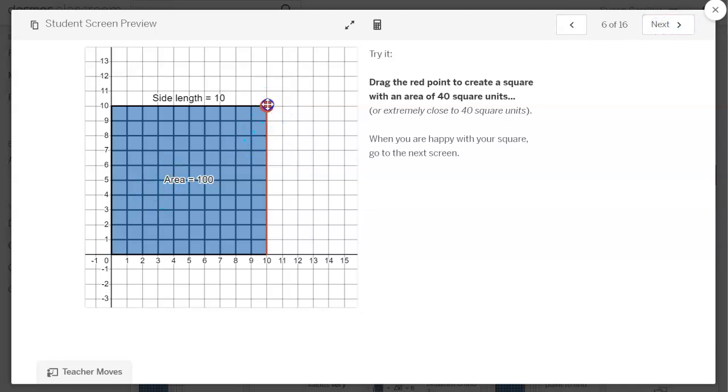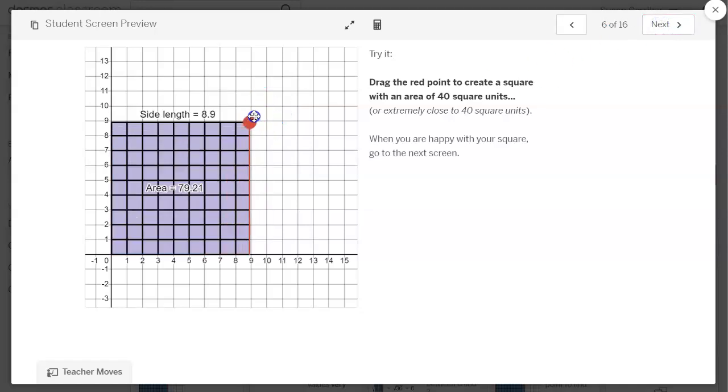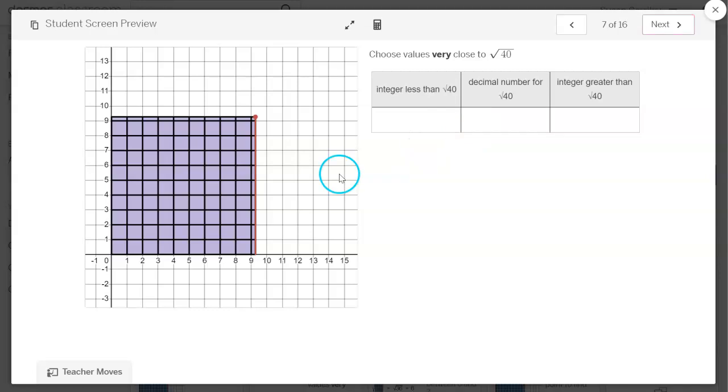And on this side, they'll be able to get it way more accurate by dragging until they get this area to be as close to 40 square units as possible. And then they will use that to approximate the square root of 40. They will choose an integer less than the square root of 40, but very close to it, and one greater than the square root of 40, but also close. And then using those two numbers, they can approximate the decimal number for the square root of 40.